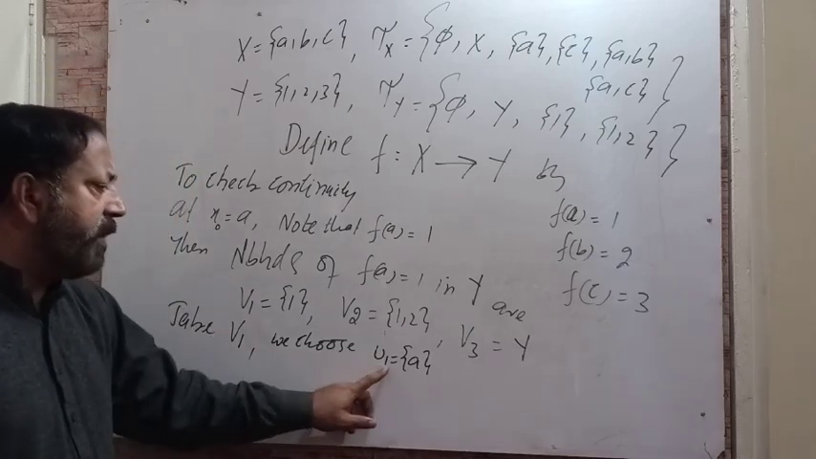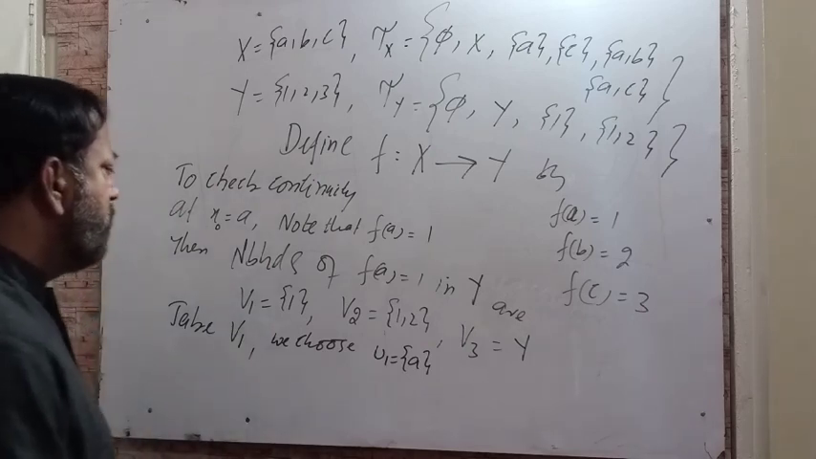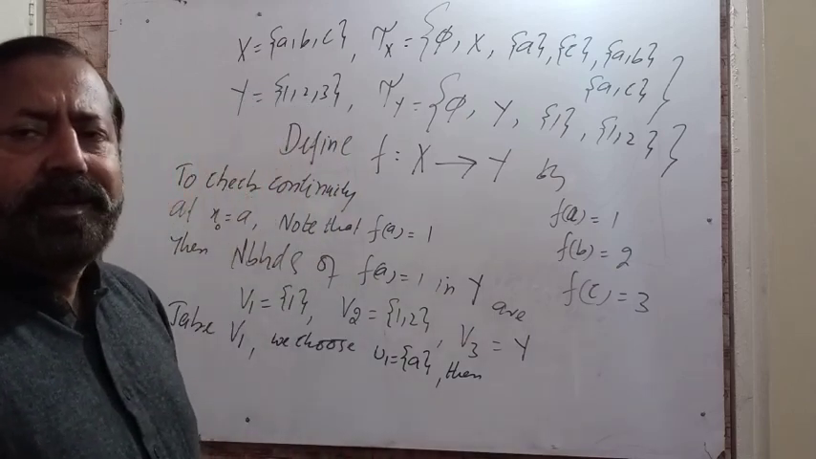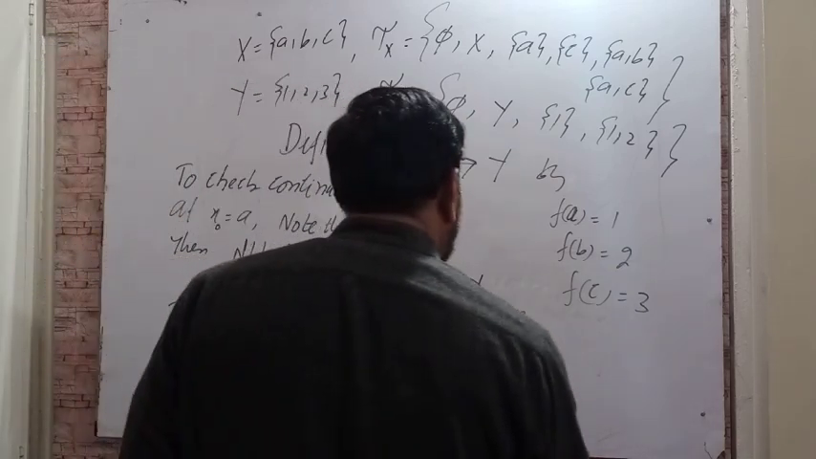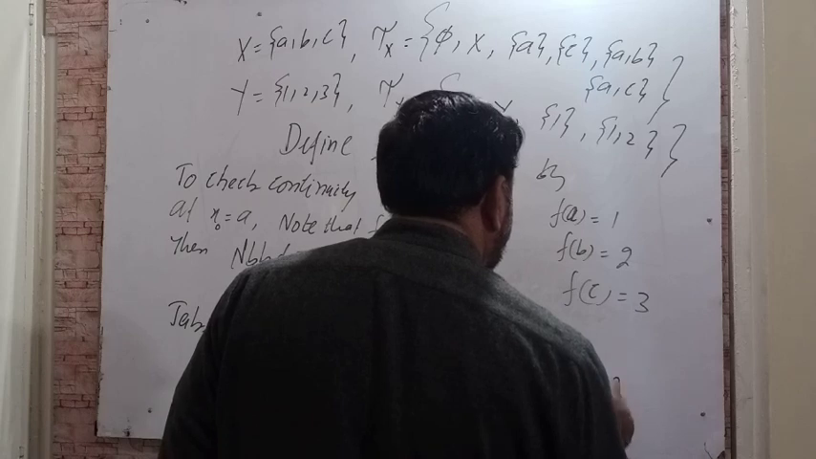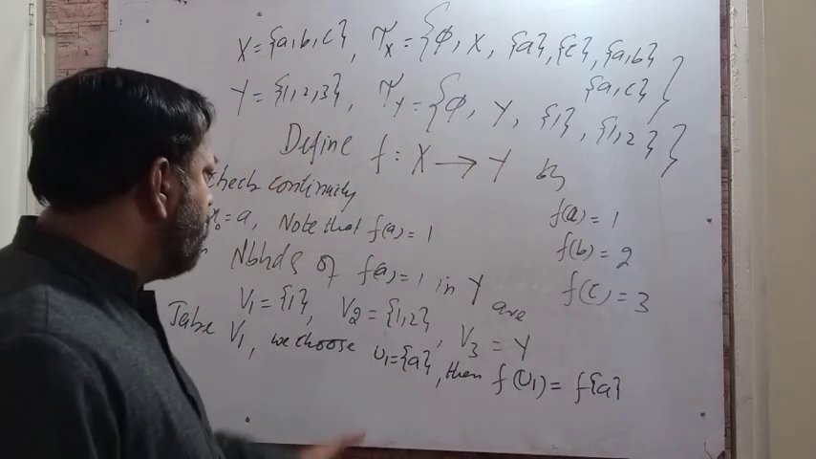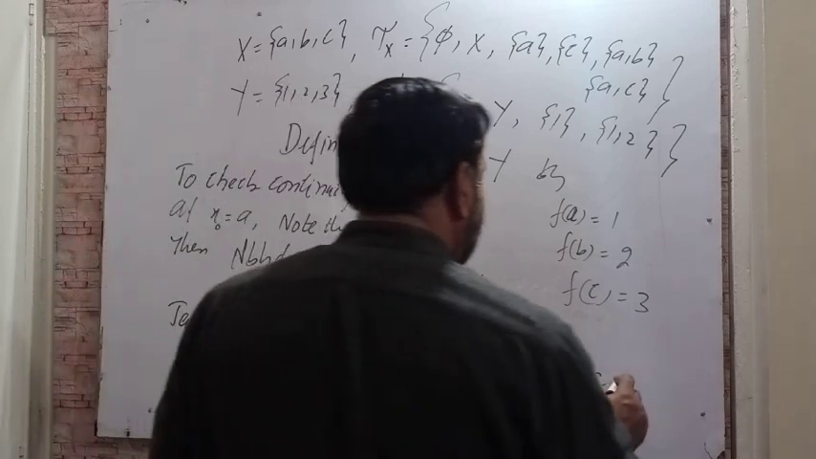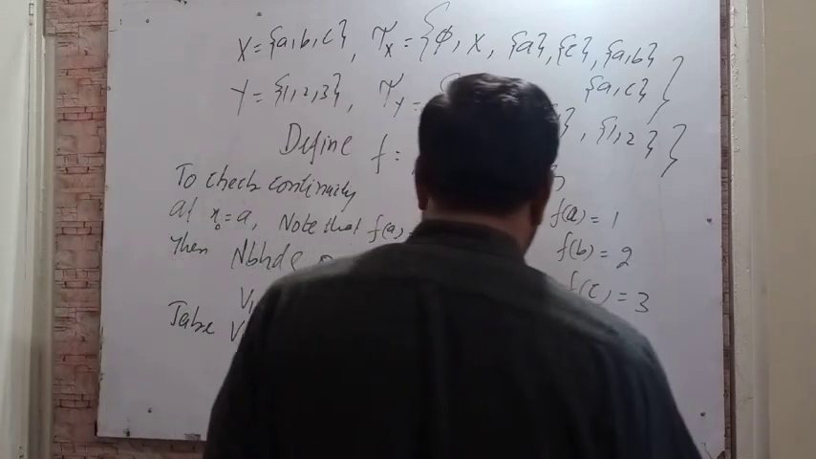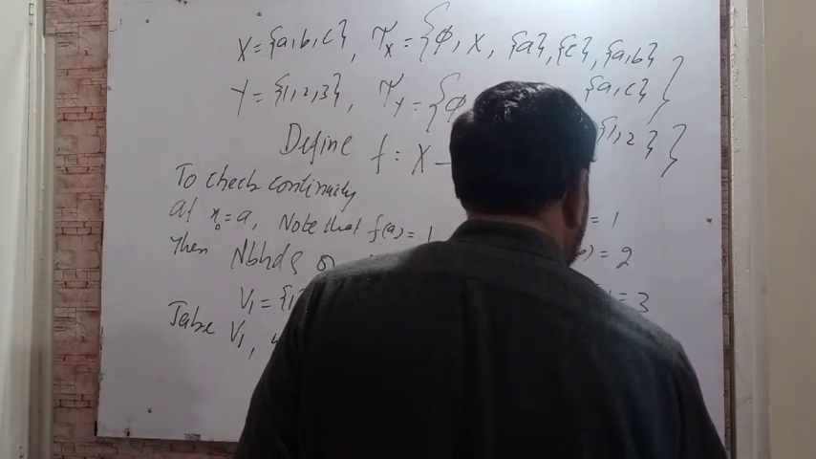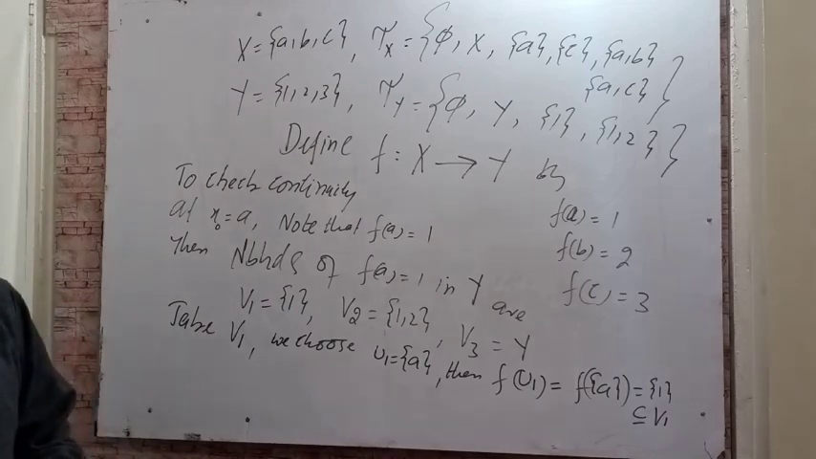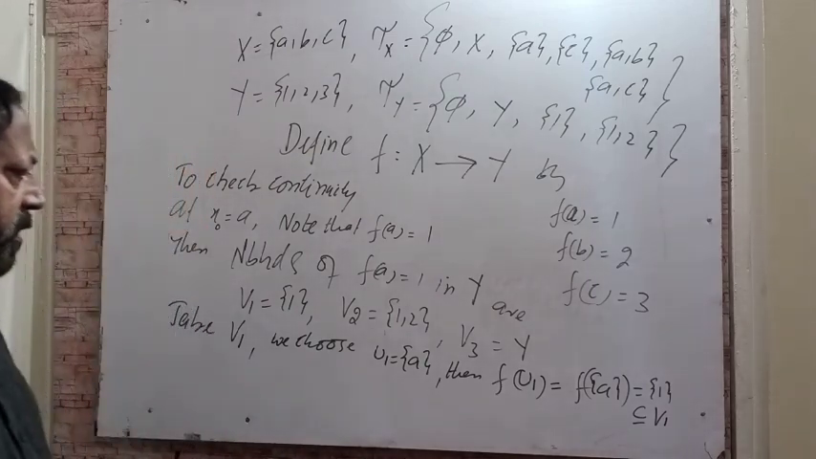So we choose u1 is equal to a, right? Then you see f of u1 is contained in v1. So what is f of u1? Then f of u1 is equal to f of a, your u1 was a, which is equal to f of a, and this is equal to, in fact, this is 1, and which is contained in v1, right?